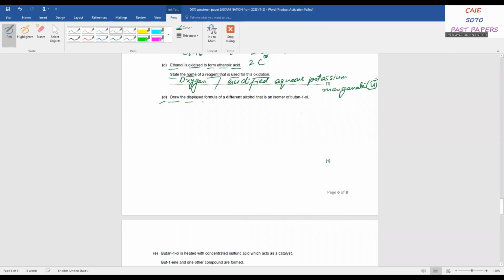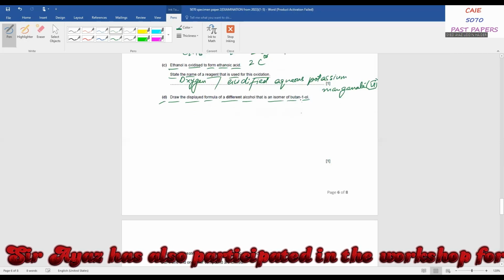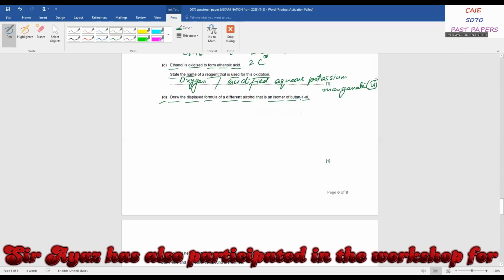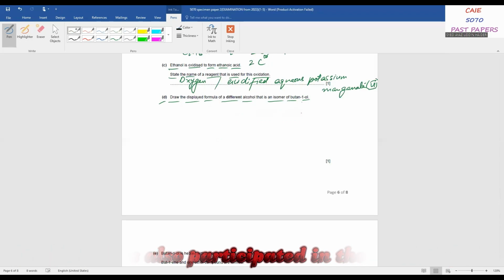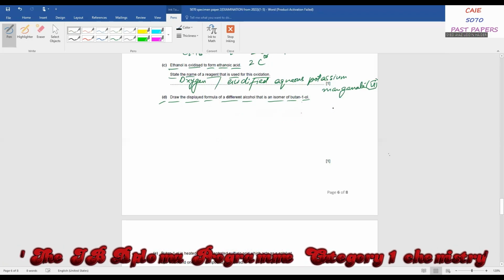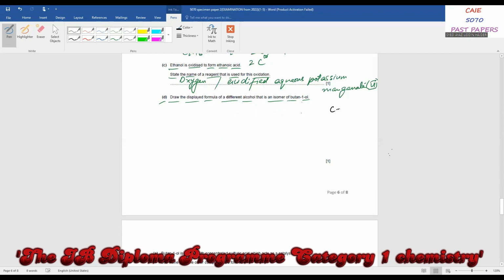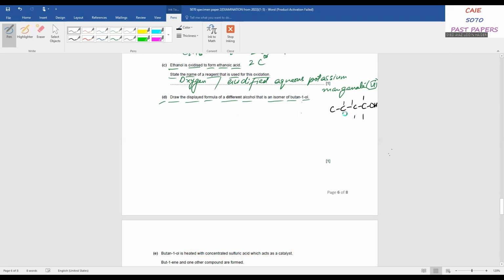Part D. Draw the displayed formula of a different alcohol that is an isomer of butan-1-ol. Now let's look at the structure of butan-1-ol. I will draw the structure of butan-1-ol here on the left hand side. This is the structure, right hand side. Structure of butan-1-ol: 1, 2, 3, 4. It's 1-ol, so you'll have OH on the first carbon.